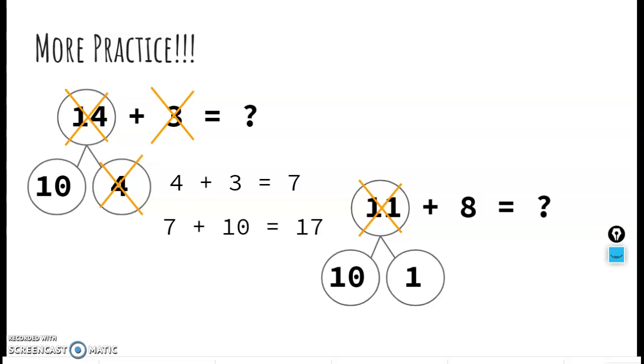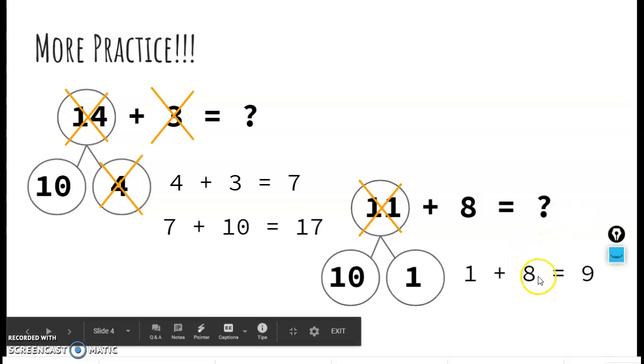Step number 2, add the ones or the digits. 10, 1, and 8. Which 2 numbers are my digits or ones? 1 plus 8. Both of those numbers only have ones. They're only a digit. 1 plus 8 equals 9. Then I cross off my 1 and my 8.